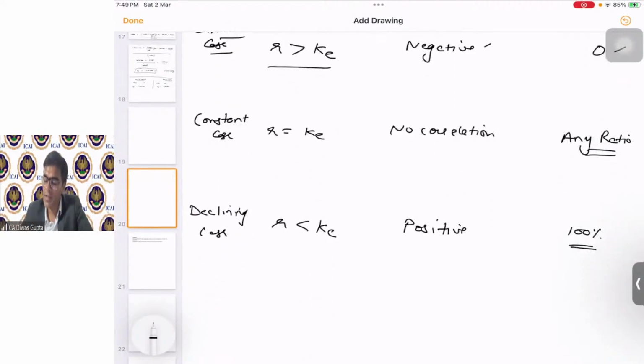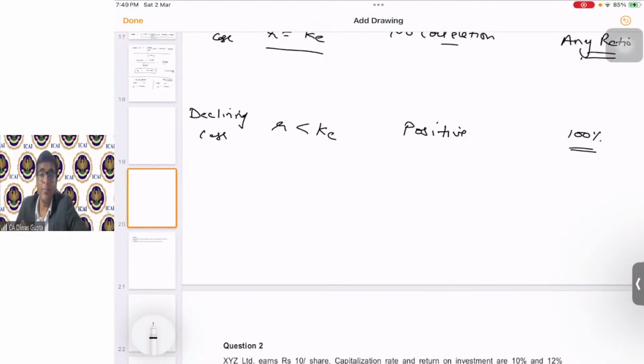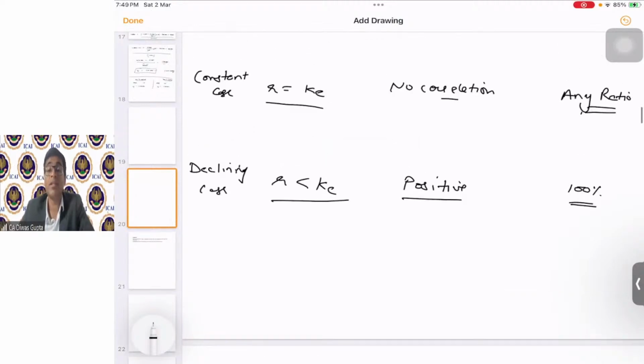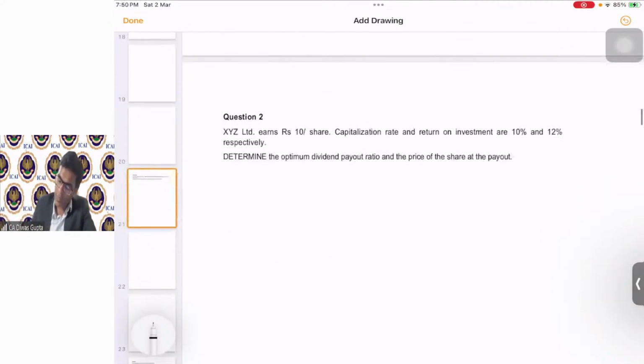In case of a constant case, there is no correlation. Whatever you want to pay, you pay. It will not have any impact, because whether you keep it or pay it to shareholders, there is no impact because R is equal to KE. In case of a declining firm, where the return is less than what the shareholders expect, shareholders will say that whatever you are earning, you give it to us, because if you reinvest that amount, you will earn at a lower rate. Our expectation is higher, and hence we would want 100% to be paid as dividend. Okay. Yes, Sanya, we will understand from the questions. We have enough questions on declining, growth and constant cases. There I will tell you this in further detail.